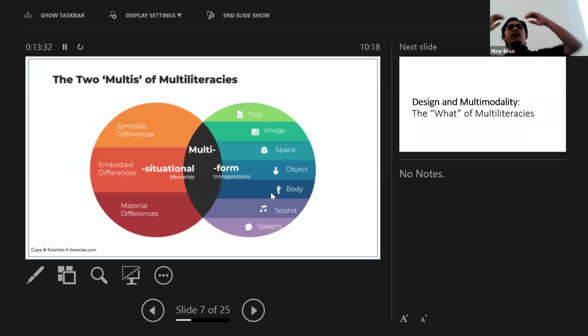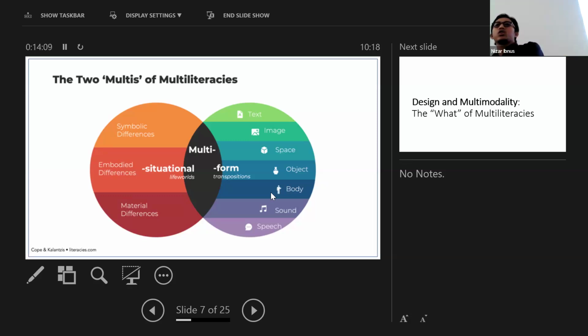Yes. In conclusion, for the first part, the multi-prefix of multiliteracy can be defined into two things. The first one is multi-situational and multi-form. Multi-situational means we are living in very diverse situations, and multi-form means we can communicate through many forms, not only text but also image, space, and so on and so forth.